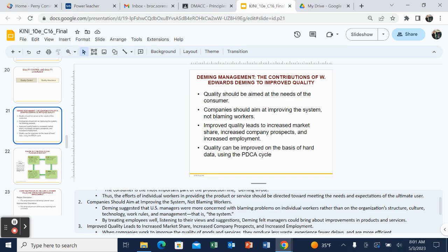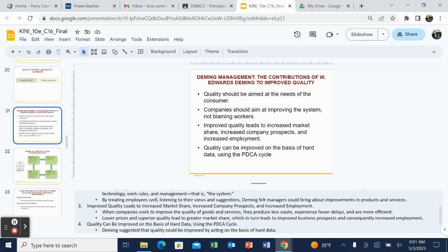So, if you're a manager, taking an internal look first at, okay, how can we improve our systems to better fit our employees rather than just telling our employees, hey, you need to do A, B, and C better. This is more of a you problem than it is an us problem, right? So, taking a look at that, figuring out improving the system, don't blame the workers. So by treating employees well, listening to their views and suggestions, Deming felt managers could bring improvements in their products and services.